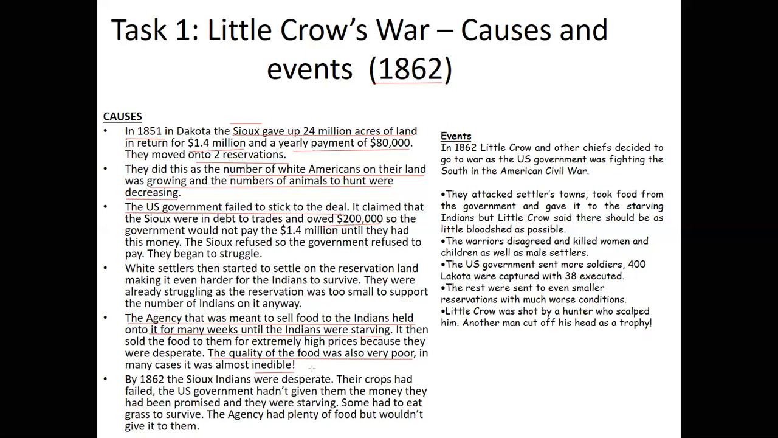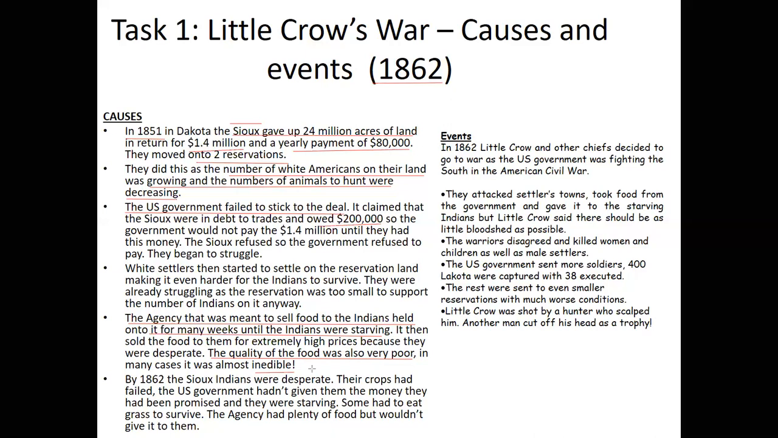And this is where we get to the year 1862. So this is the cause, this is the bubbling under the surface. Then it snaps. So by 1862, the Sioux Indians were desperate. Their crops failed because obviously the Native Americans weren't the strongest farmers. The US government hadn't given them money they had promised, and they were starving. Some of the Sioux Indians had to resort to eating grass to survive. And the other annoying aspect is that the agency who had the food, they had lots of food, but they wouldn't give it to them.